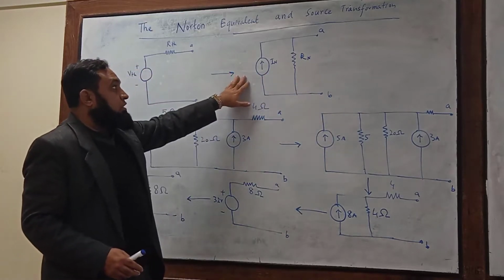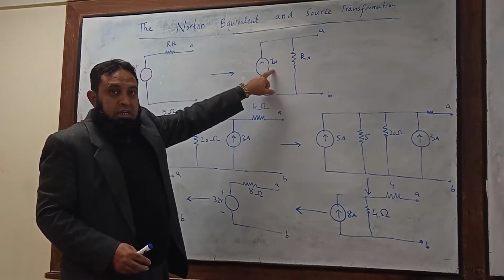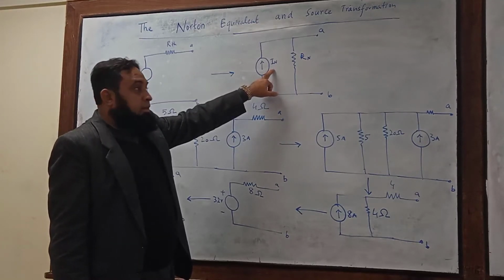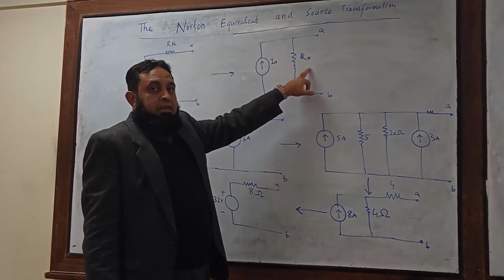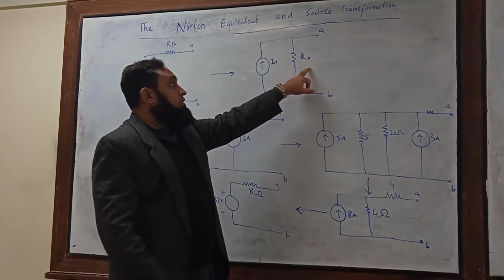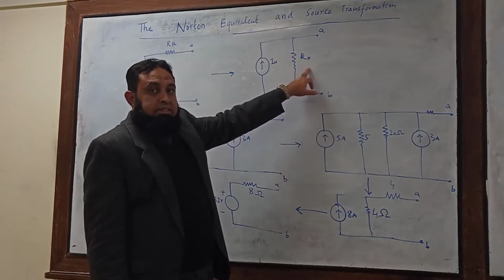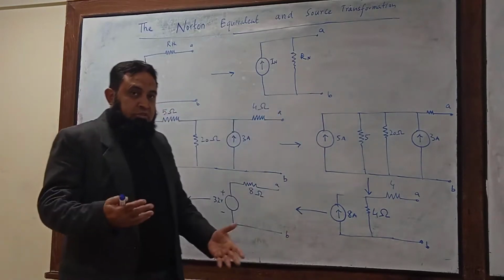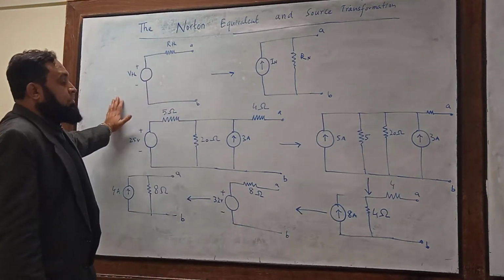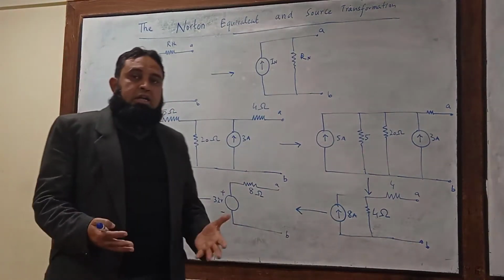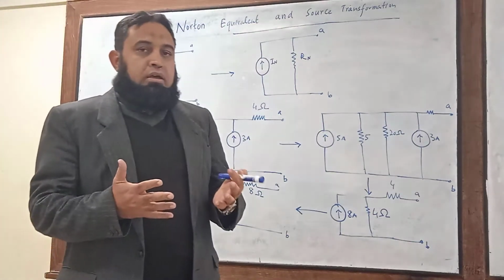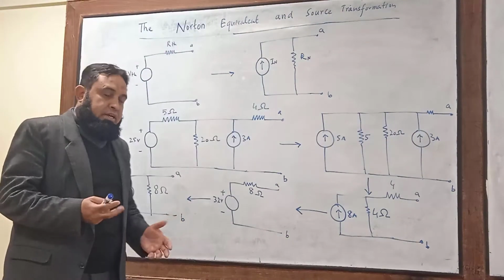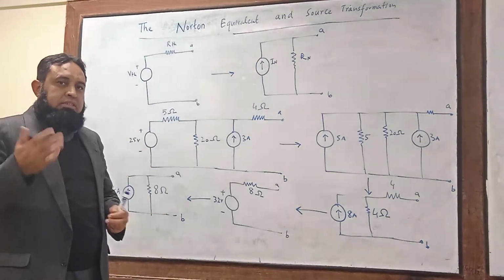That current source is referred to as the Norton current source, and we can denote that by IN. Similarly, the parallel resistance is equal to the Norton resistance, and that can be represented by RN, just to distinguish from the Thevenin resistance and the Thevenin voltage. In order to get the equivalent Norton resistance from a complex circuit, we do a series of source transformations.